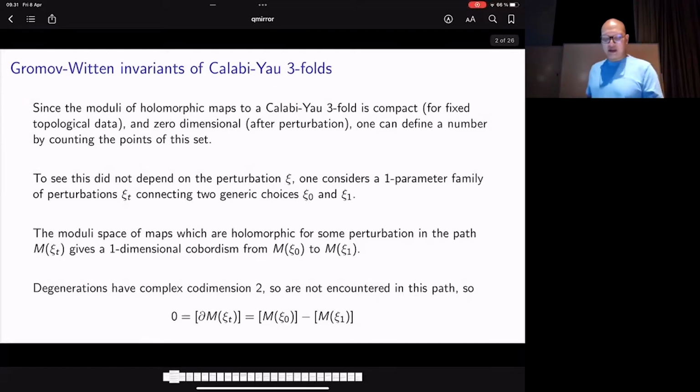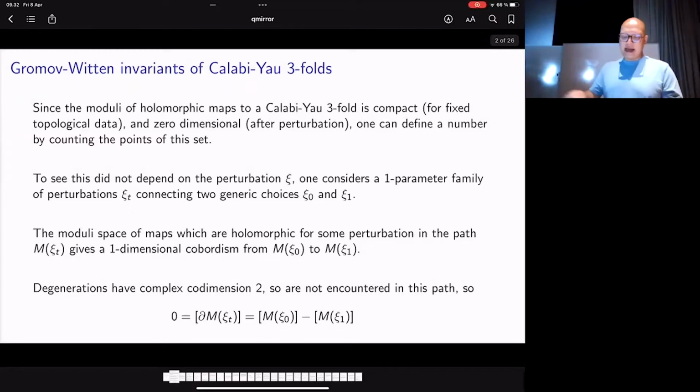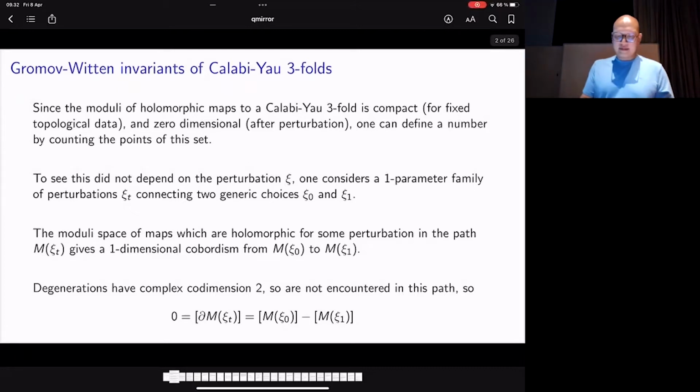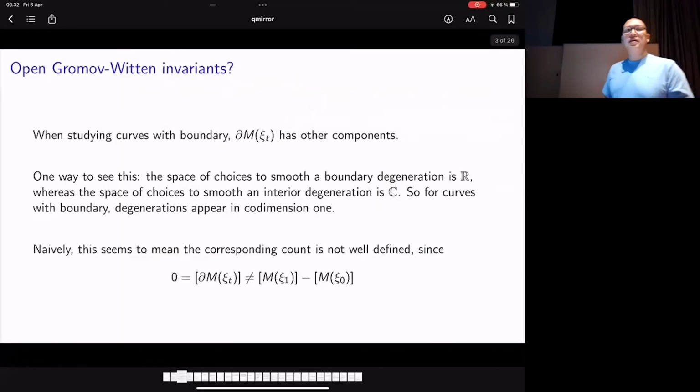And then the main thing that you have to think about is whether your count does or does not depend on your perturbation. The way you think about that question is you connect your perturbations by some family of perturbations. And the reason why in the end it won't matter how you perturbed is that degenerations of closed holomorphic curves have codimension 2, and so you never see them. That means that in this path, you have some kind of nice cobordism between solutions. So that's the usual story of Gromov-Witten invariants, and I want to discuss open Gromov-Witten invariants.